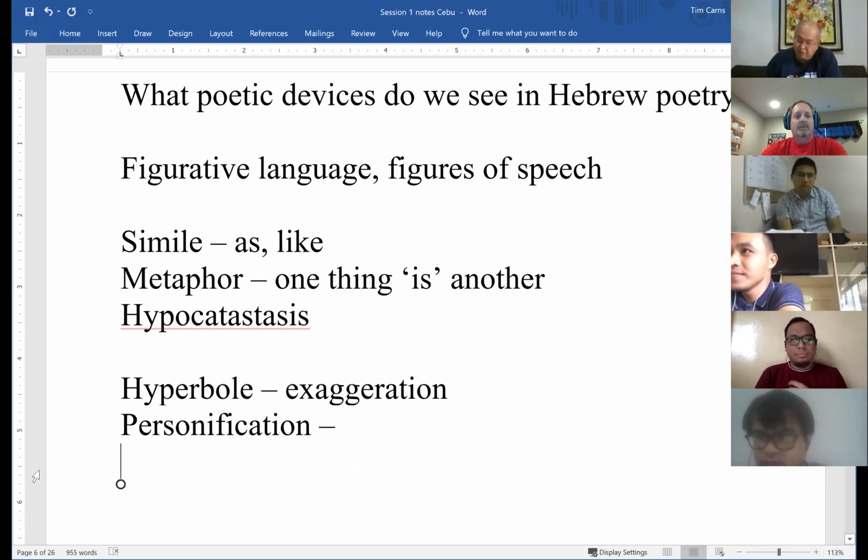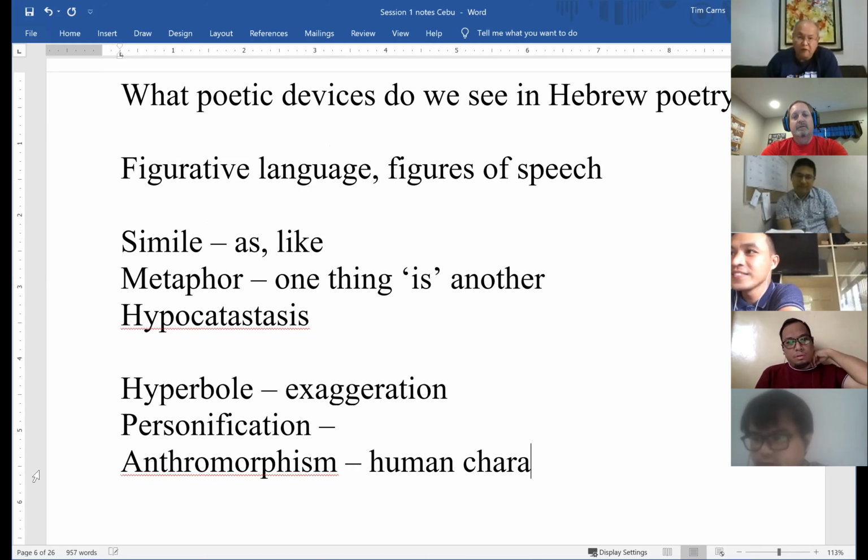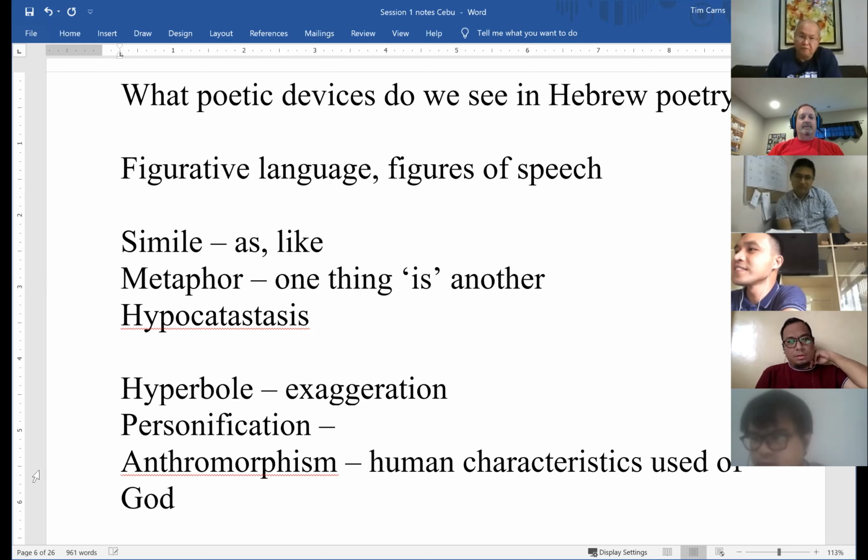Anthropomorphism. Oh, okay. Now we're really getting... I can't even spell that one. Morphism. Where human characteristics are used of God. Because God doesn't have human features, but there are passages which describe him as having a hand, or the eyes of the Lord or God looking, or the finger of God, things like that.